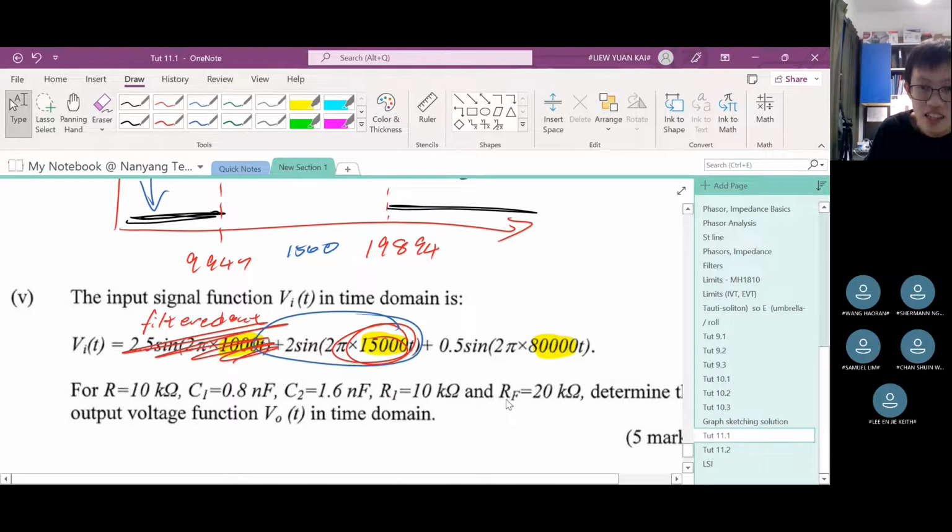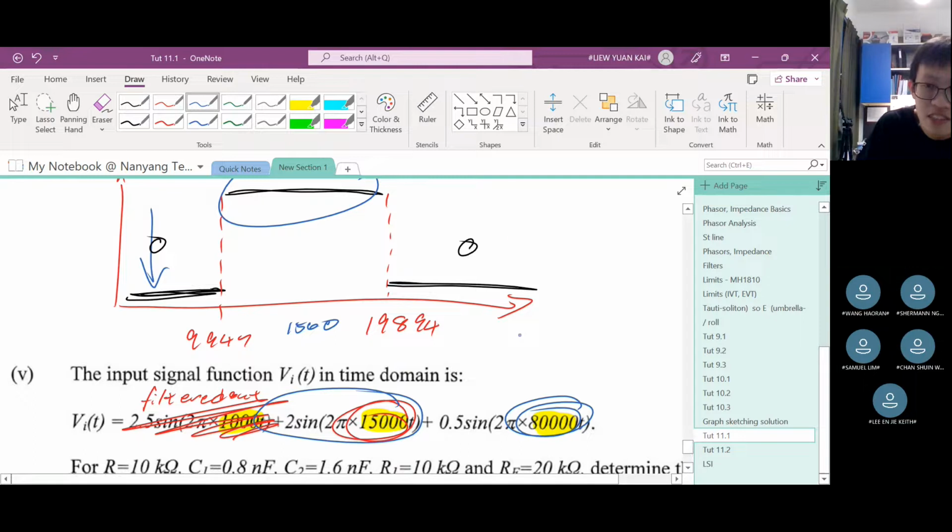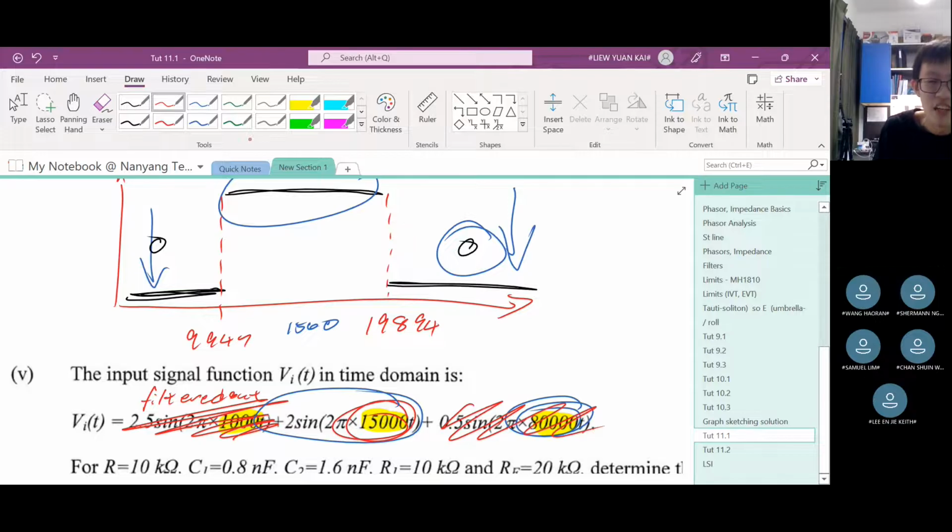Okay. Next, let us check the last one. 80,000. Where is 80,000 on this graph? 80,000 is above 19,000, right? So it's above 19,000. That means the gain is 0. So what will happen to it? It also gets filtered out. That means this can go away.